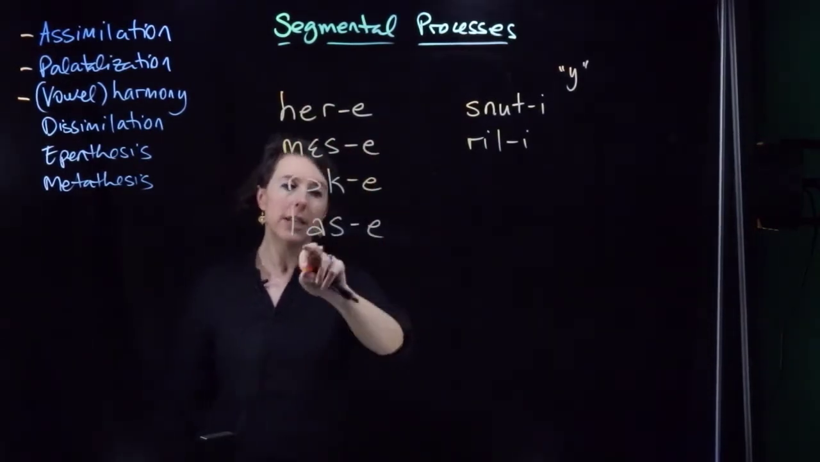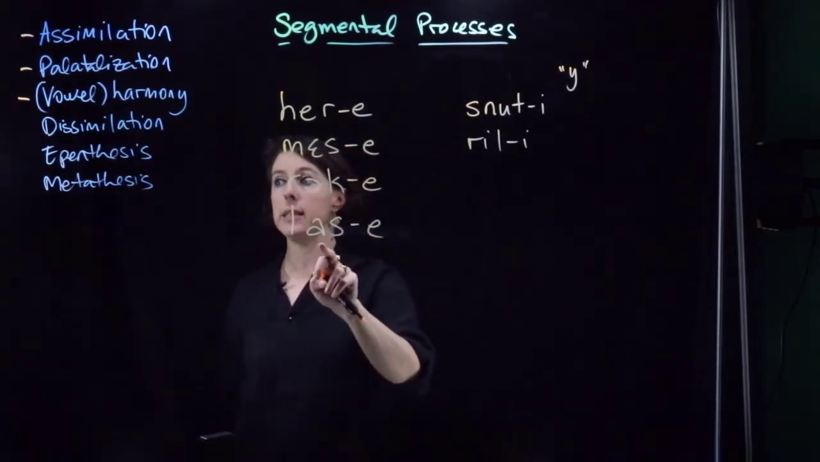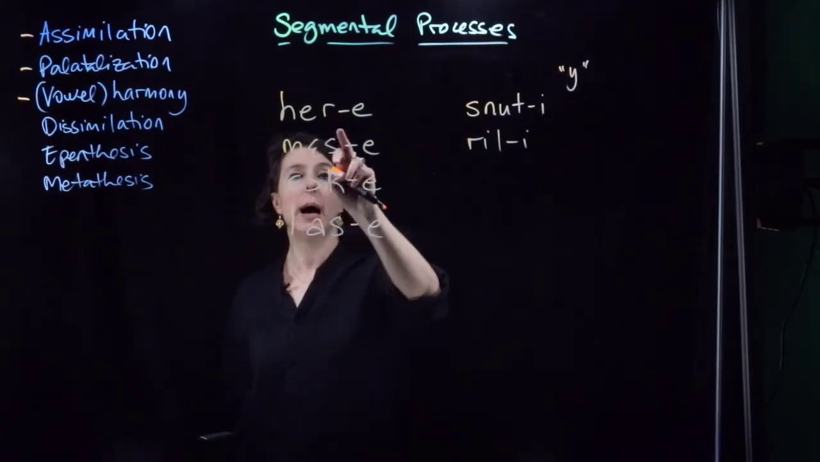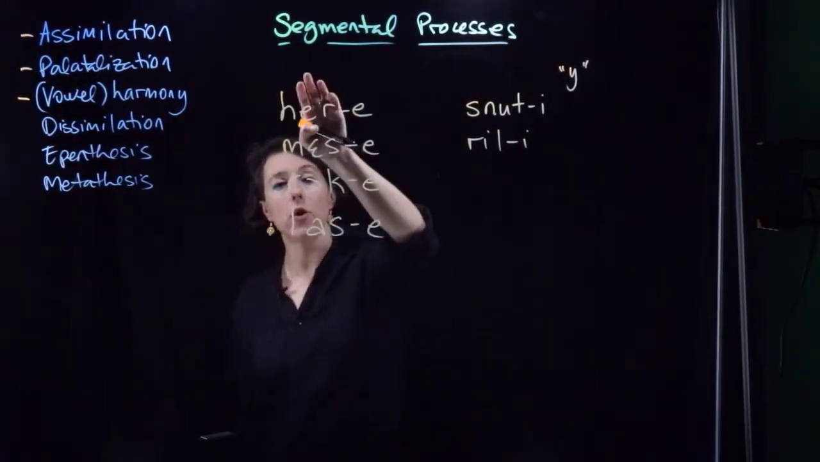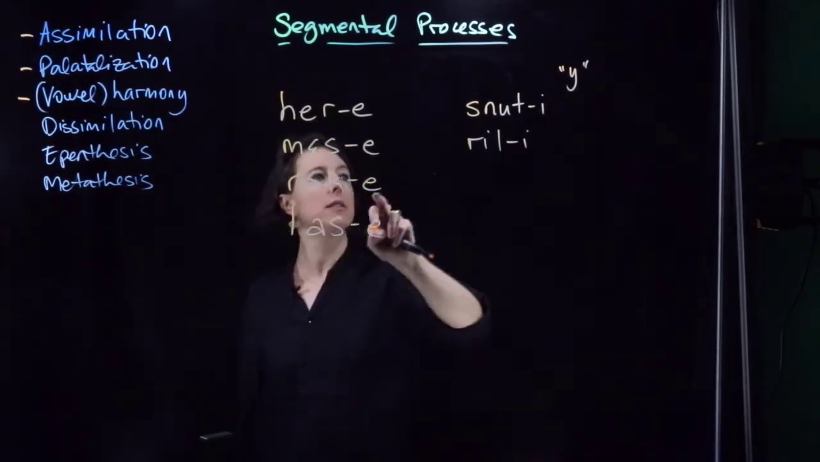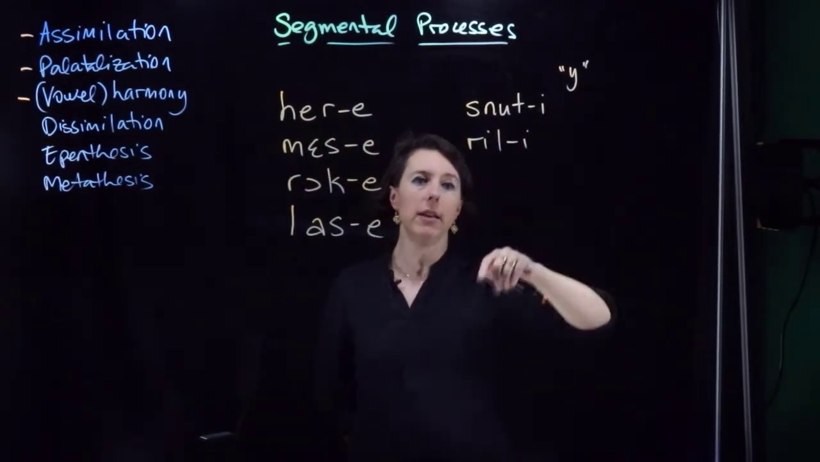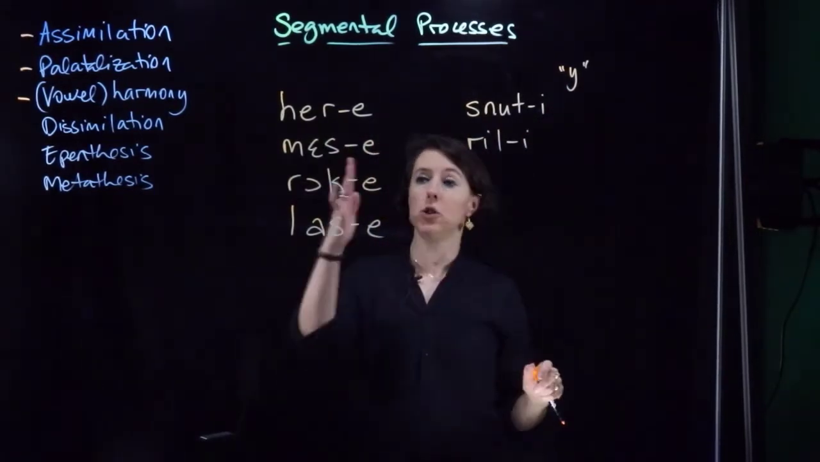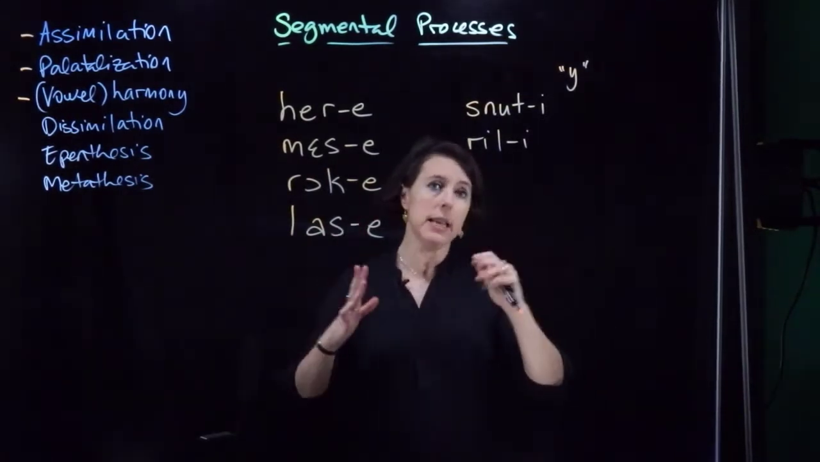All right. So this is vowel harmony. The ending vowel here is agreeing in some way with the vowel in the root. Okay, so we've got our root vowel, her, mes, rock, las, snut, ril, and then the ending will agree with the vowel. It pays attention to what vowel has come before. That is vowel harmony, keeping the vowels happy within the word.